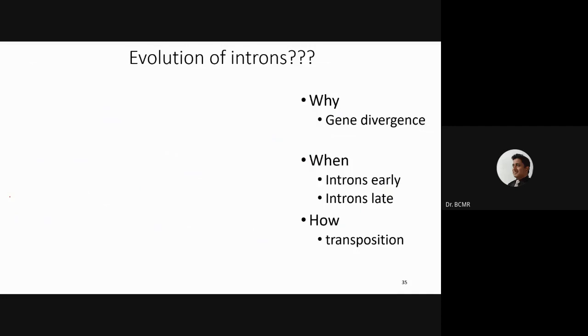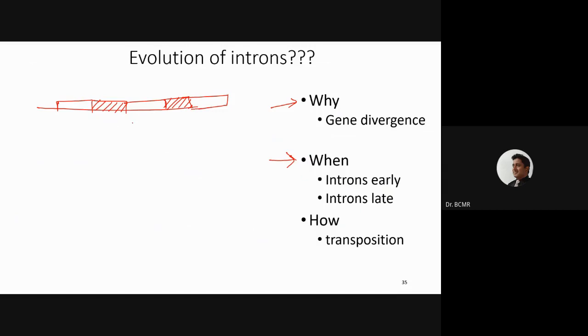So we had a brief discussion about why we have introns. How did they come about? Why did they come about? First of all, the second question is, when did they come about? Is it that all the genes had introns first, and then they were lost in some, or is it the other way around? That is two theories: introns early and introns late.